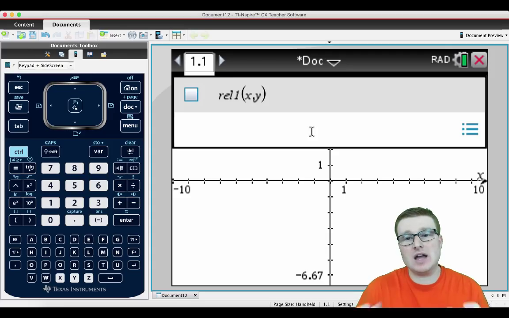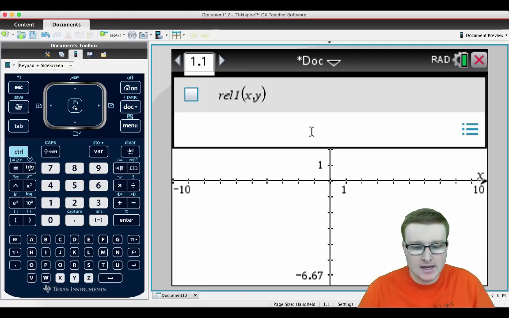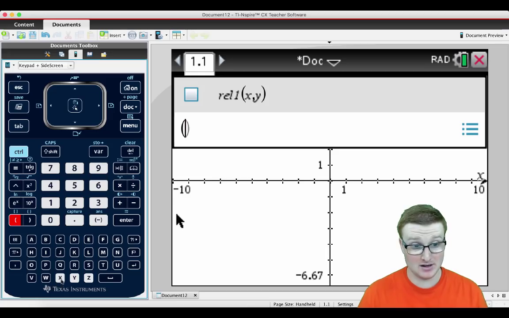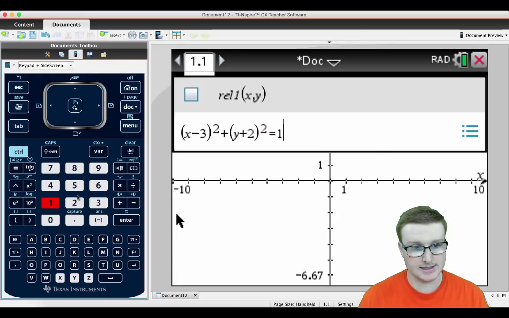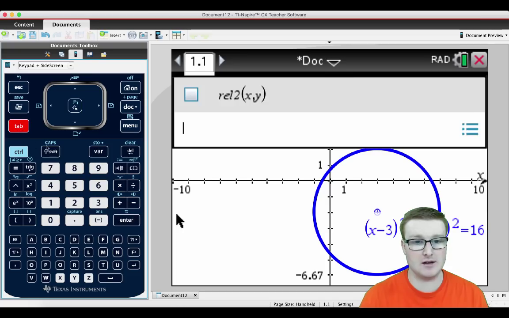Relation allows you, on this calculator, to type in anything you want. So, I'm actually going to type in my equations that I see on my paper. (x minus 3) squared plus (y plus 2) squared equals 16. Okay, we got that circle. Now I'm going to type in another one: 2x plus 2y equals 10.